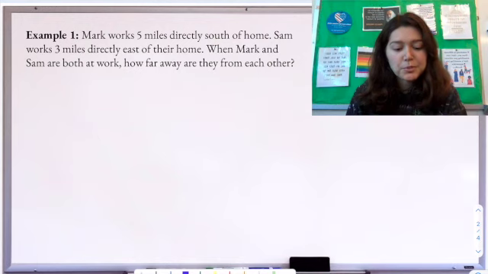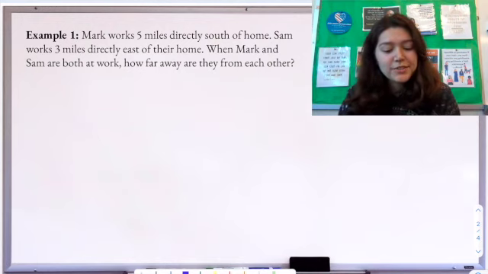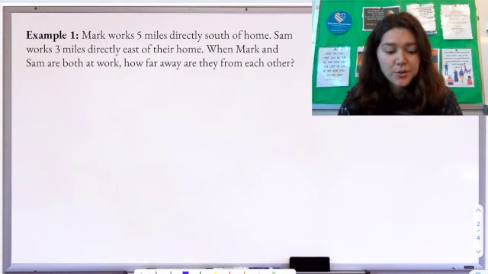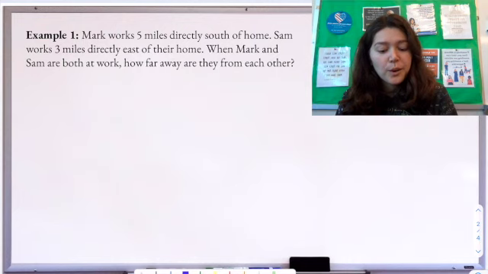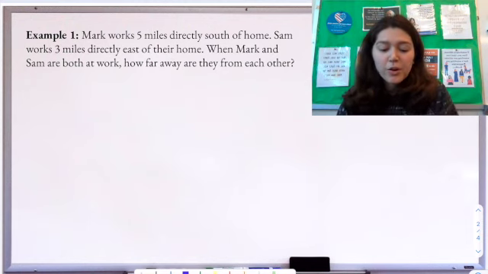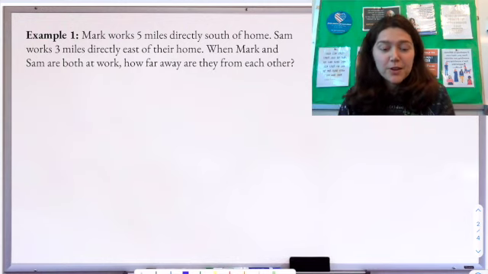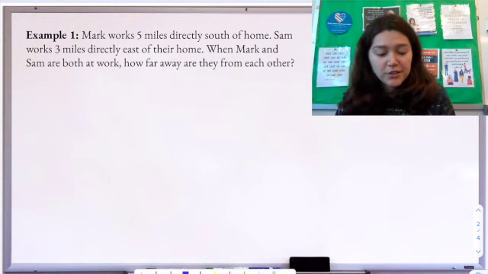Let's look at a word problem example. So we have that Mark works 5 miles directly south of home, and Sam works 3 miles directly east of their home. When Mark and Sam are both at work, how far away are they from each other? Okay, so if we see a problem like this, you always want to draw a picture right away. Having a diagram is going to be super helpful, particularly with Pythagorean Theorem questions.